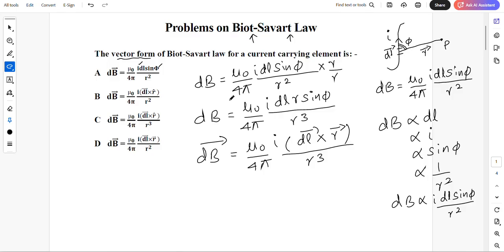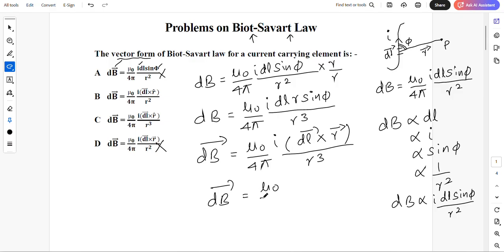Now, is this given here? No, it is not given. Here r square is there. See, on the left hand side they have written vector, on the right hand side this is not the vector form. Here again vector r is there, with r cube. r cube should be there, here r square is there, this is wrong. And here r cube is there, but here what is written? r cap is written.